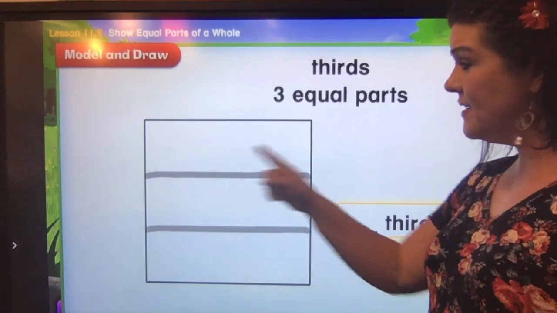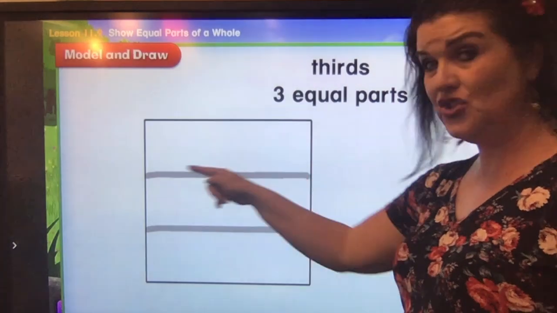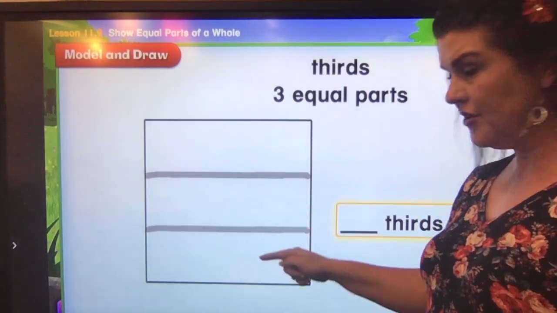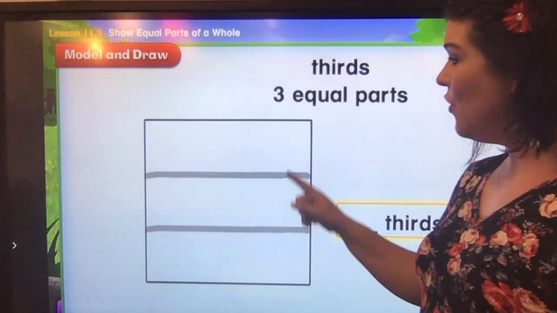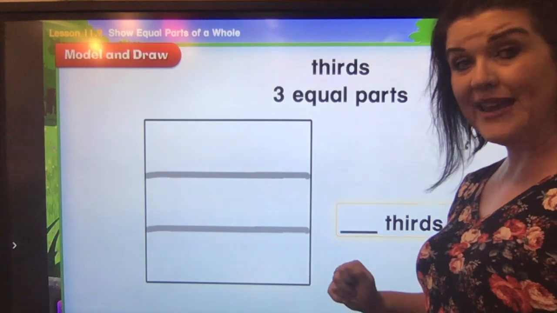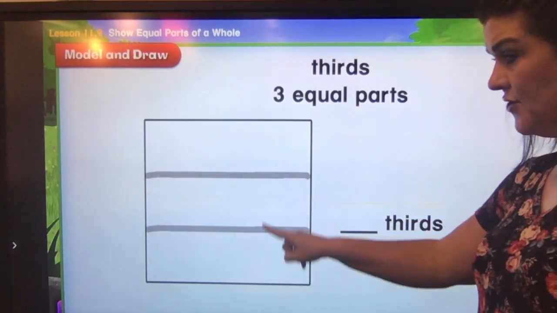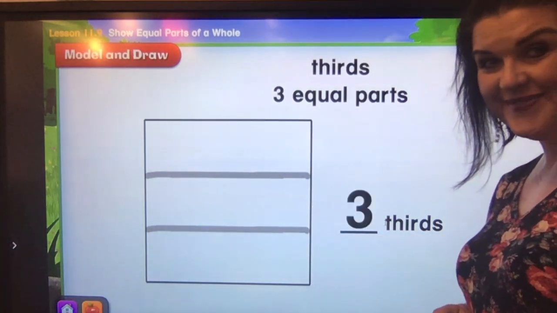I wanted to make this square into thirds, so I had to draw two lines in order to have thirds. That means that you have three equal parts. So when we divided that into three equal parts, we have how many thirds? 1, 2, 3. We have 3/3.